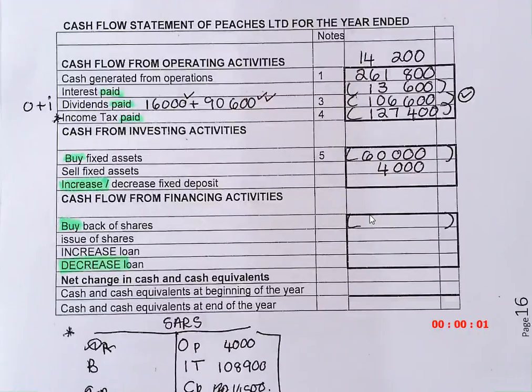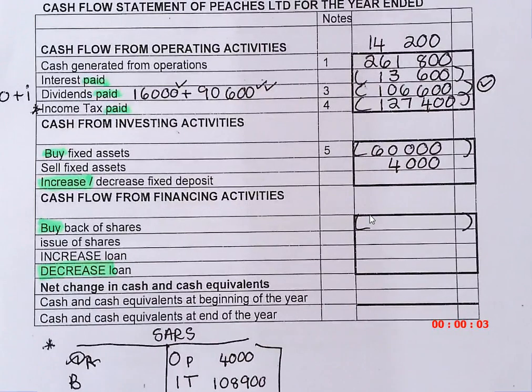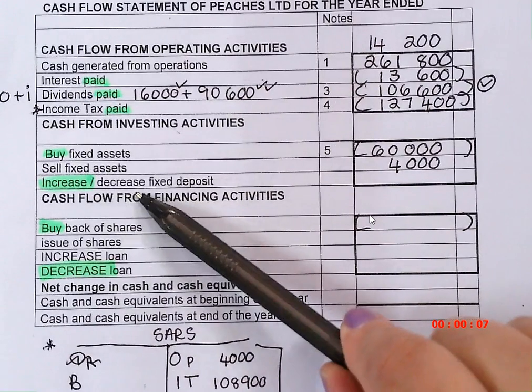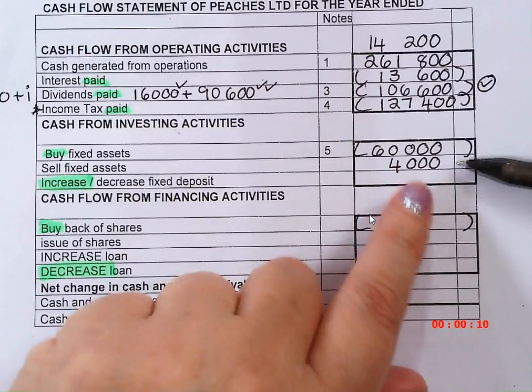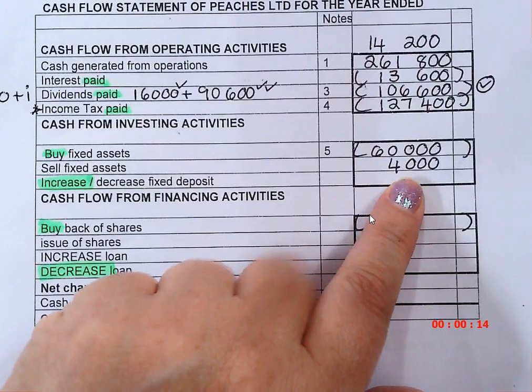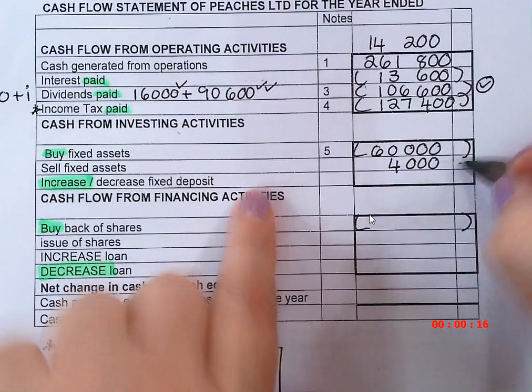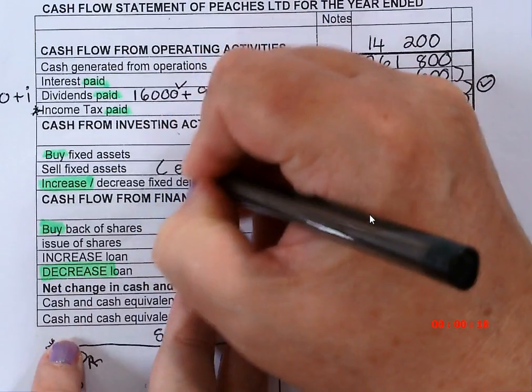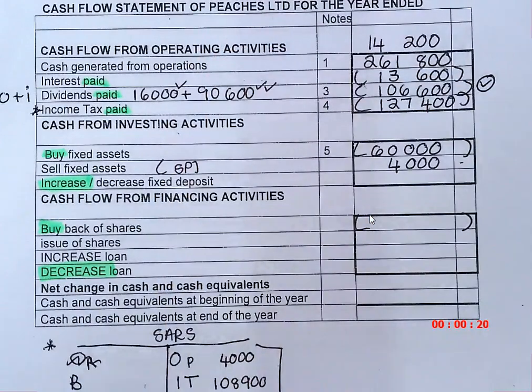Investing we've actually already done. We just need to do the fixed deposit. I just want to say with the fixed assets, when we sell the fixed assets, the thing that goes in here is the selling price. Now you will see in all the exercises that you're going to get, every single exercise, they say that they sell the fixed asset at carry value. Okay, that's why we put the carry value there.